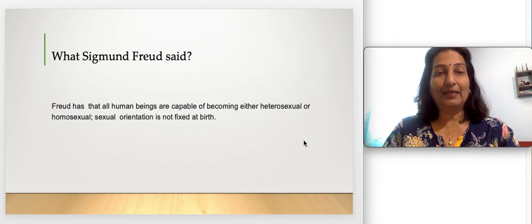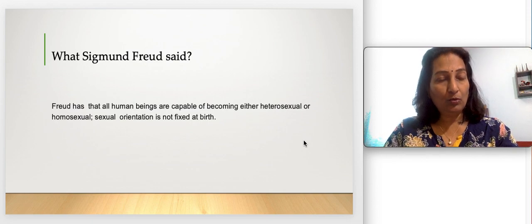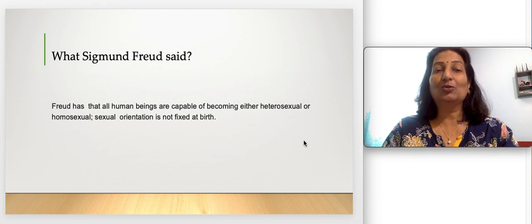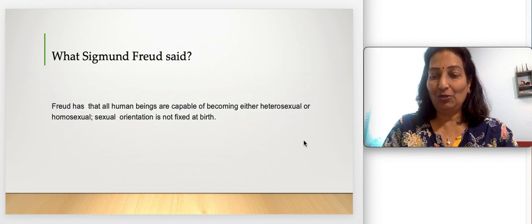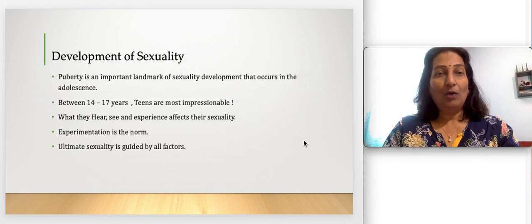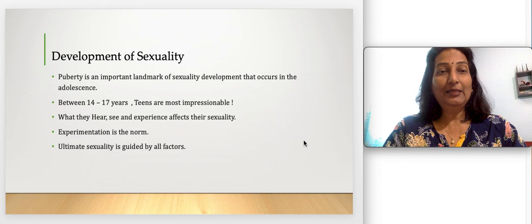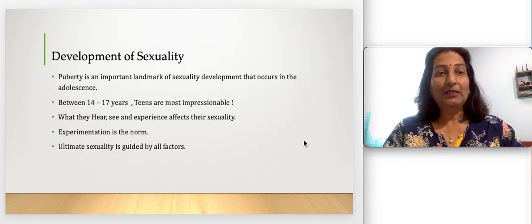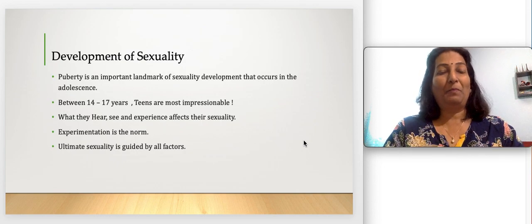Even Freud has said that all human beings are capable of becoming either heterosexual or homosexual, and sexual orientation is not fixed at birth. You know Sigmund Freud, a very famous neurologist who has talked a lot about the psychology of humans. So, how does sexuality develop? In short, puberty in your teen is an important landmark of sexuality development, and mostly it occurs between 14 and 17 years of age, and teens are most impressionable at that age.